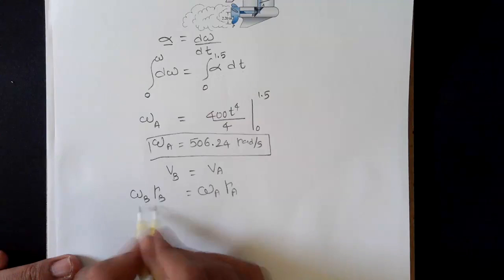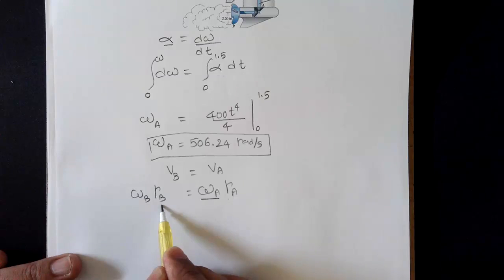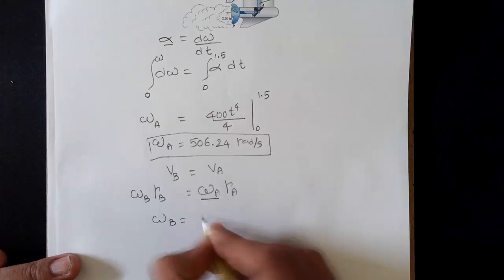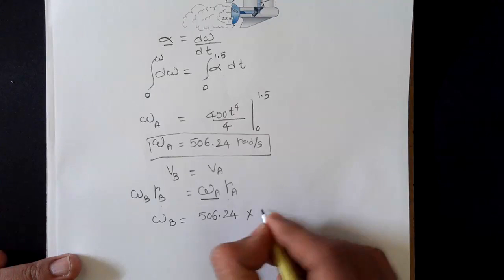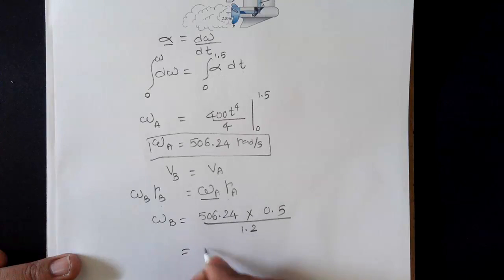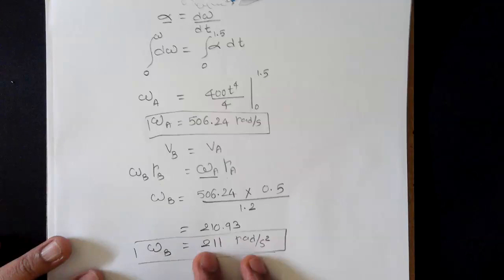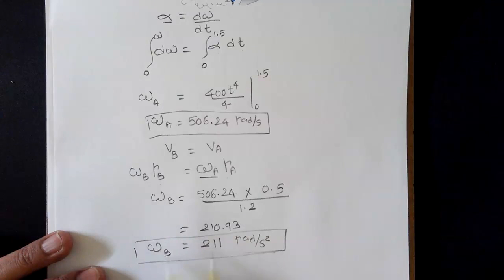And in this equation, we know the value of omega A, which we have calculated. We know the radius of gear A that's given in the problem, which is 0.5 inches, and radius of gear B, which is 1.2 inches. So we can calculate omega B. So omega B is equal to 506.24 multiplied by 0.5 inches divided by 1.2, and this number is 210.93, and I'll convert this to three significant figures. So this is 211 radians per second, and that's the angular velocity of gear B. And the angular velocity of the propeller is the same as this angular velocity because they both are on the same shaft. That's the end of problem.